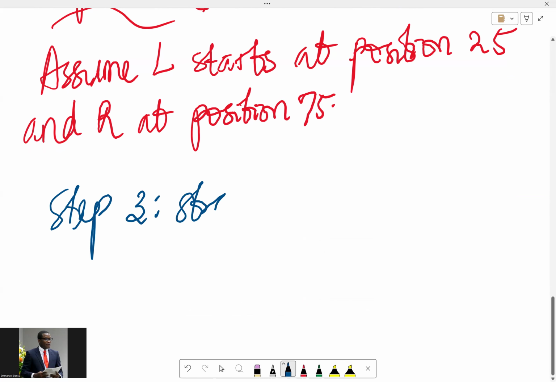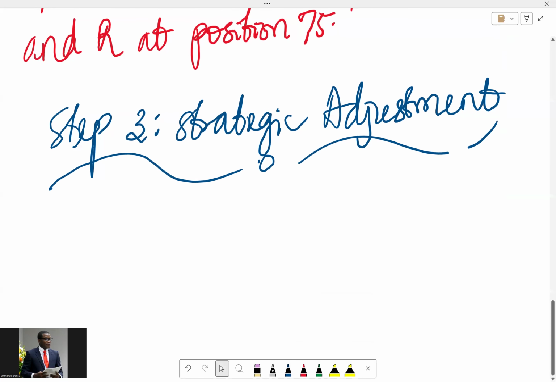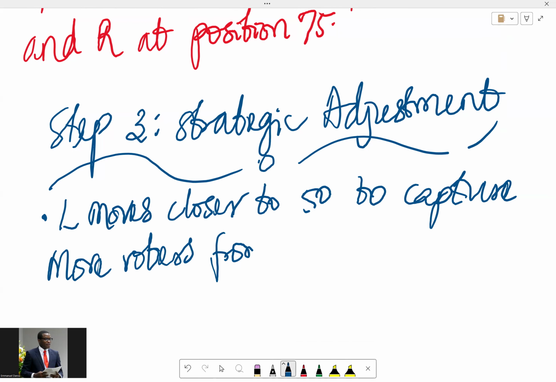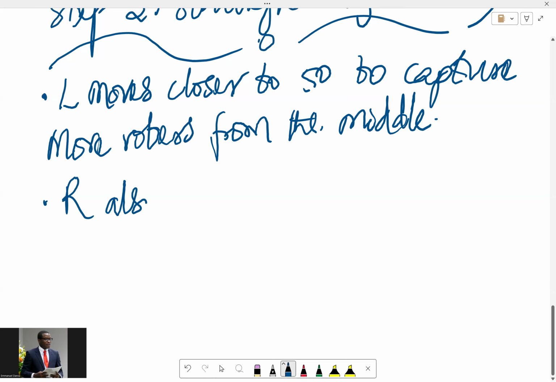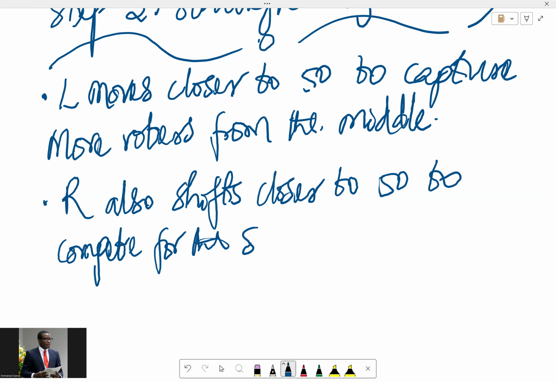In step 3, we are talking about the strategic adjustment that begins to happen. Here we see that L moves closer to 50 to capture more voters from the middle. And then we also have R shifting. R also shifts from 75, closer to 50 to compete for the same voters.